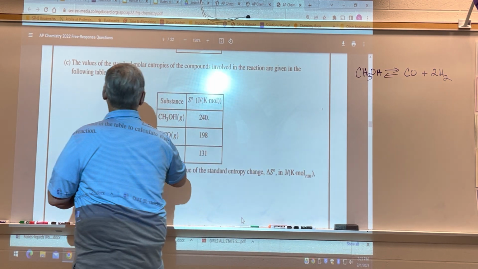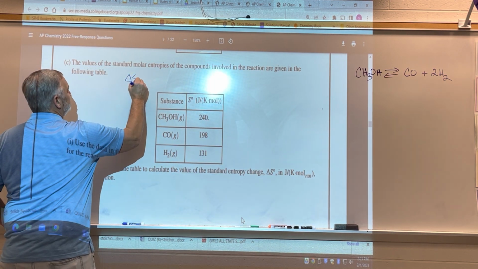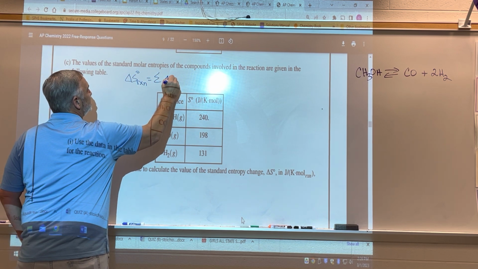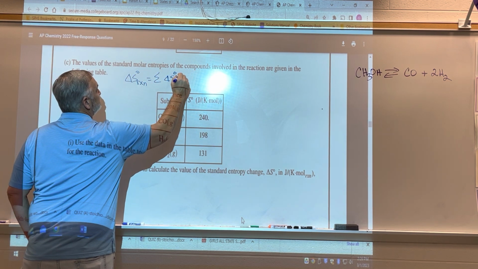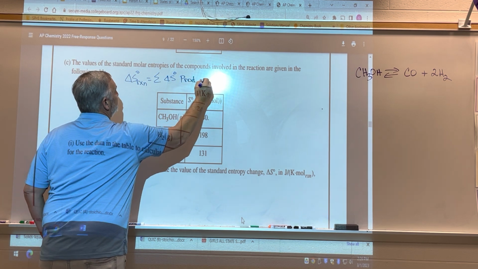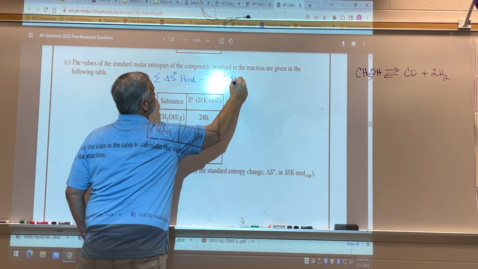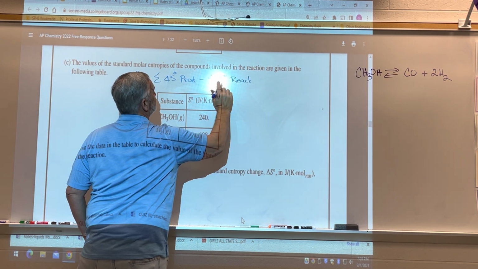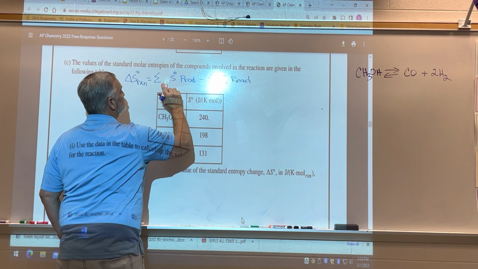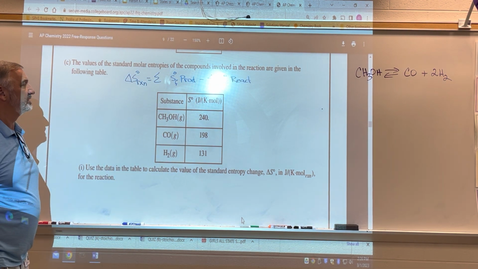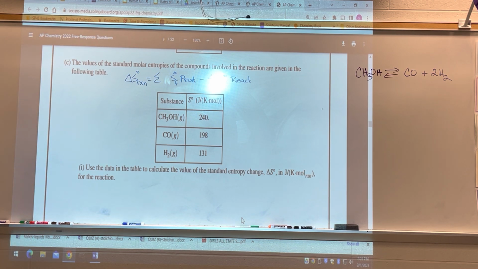Come on, y'all. Delta S of the reaction is equal to the sum of delta S of products minus the sum of your delta S of reactants. And it's actually not delta S, it's S of formation, S. This is the one thing that's not a change. You have the absolute entropies. So it's products minus reactants. Okay?